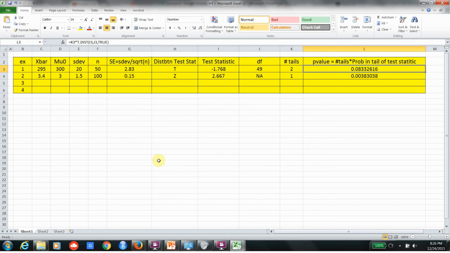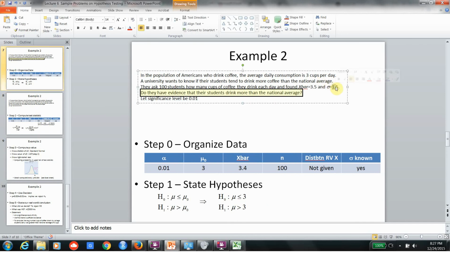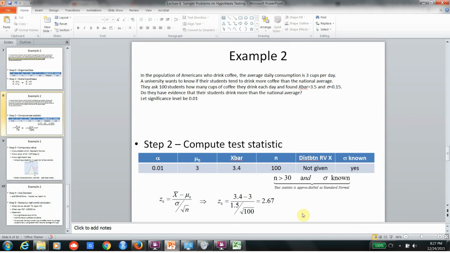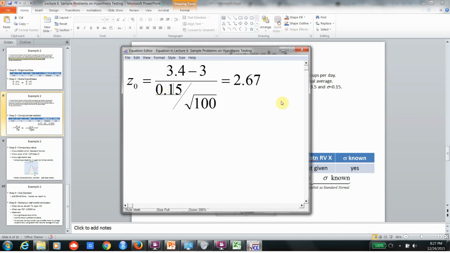Actually, I need to change this. I was right. The standard deviation should be 0.15. Sorry about that. I knew it did not look right. This should be 0.15. There we go. I need to change this up here too. In any case, the test statistic comes out the same. I just need to change this down here also, just to be careful. And we're going to get 2.67. That's what that difference is.